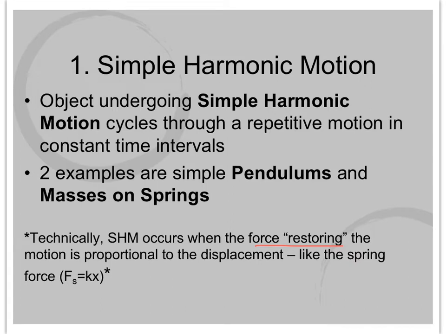But that restoring force is proportional to the displacement. And so a great example of this, unsurprisingly, is the spring force. We see that the amount of force we have acting on the object is proportional to how much the spring is stretched or compressed. Therefore, the restoring force is directly proportional to the displacement. And so springs are one great example of simple harmonic motion. Pendulums are going to be our other big example.